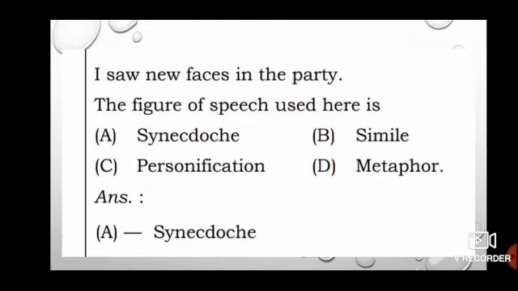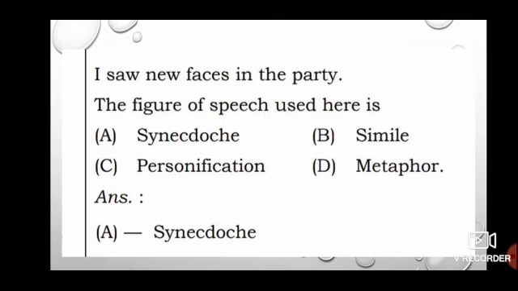What is this? I saw new faces in the party. The figure of speech used here is synecdoche. Can you identify the word here which is synecdoche? I saw new faces in the party. This new faces is synecdoche, children.